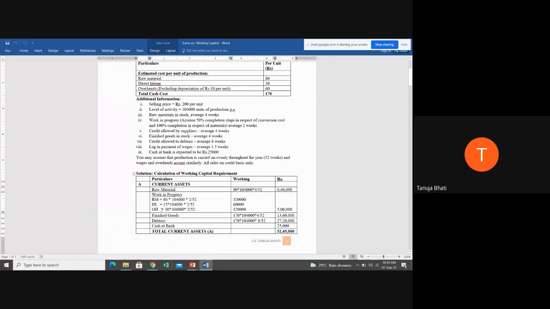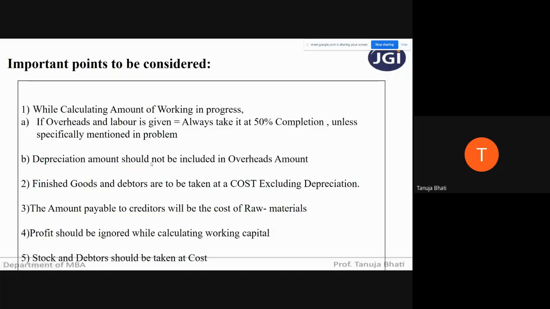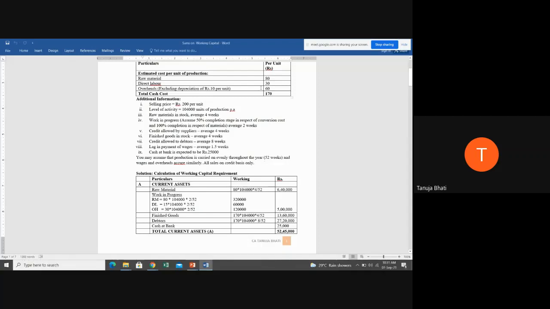Next, overheads. Overheads also you have 50%, excluding depreciation. So in my slide here, you will be able to understand that if overheads and work in progress are given, always take 50% completion, meaning whatever cost is given, you only take 50% of that cost. And depreciation amount should not be included in the overheads amount. So overheads is 60, already excluding depreciation, so by default it is excluded and nothing has to be done. So you take only 50% of 60, that is 30, into 1,04,000 into 2 divided by 52, you get 1,20,000. The total of these 3 will be the total amount of work in progress.